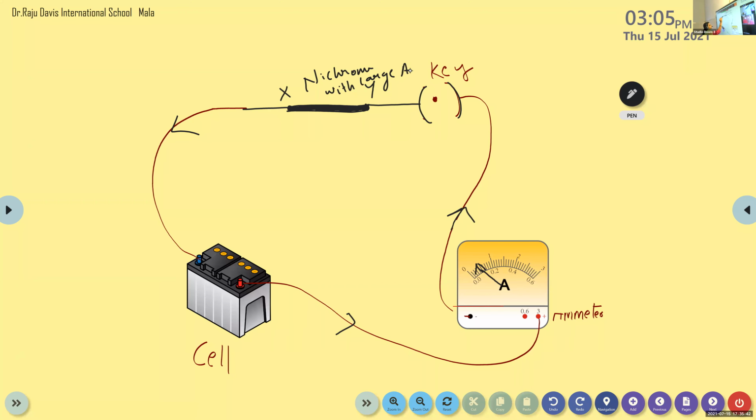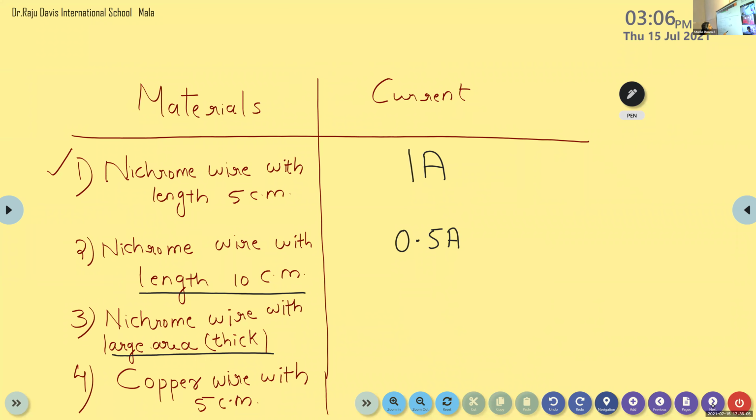Whenever we connect this nichrome wire with a large area of cross section, the current starts to flow through the circuit, and we measure the value of the current with the help of the ammeter. During this time the ammeter reading shows here. What is the value of current now? Yes, very good. It is 2 ampere.